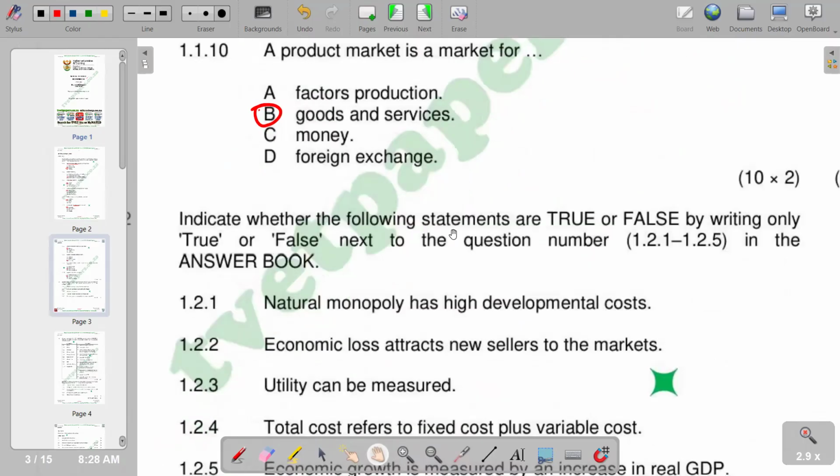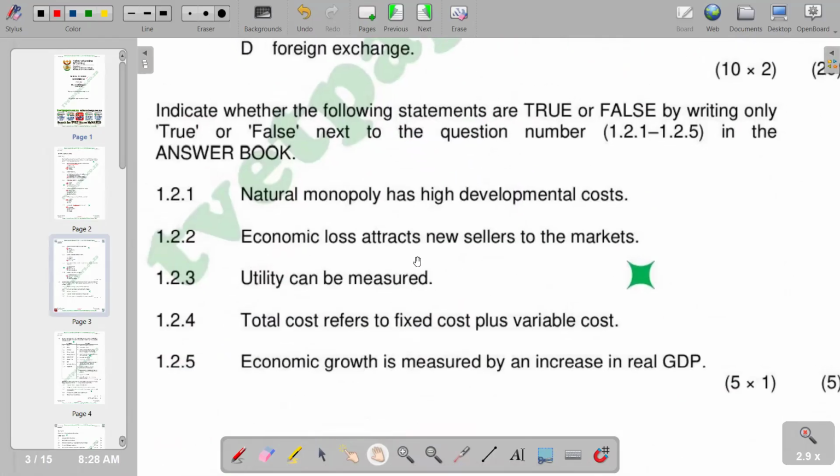So we go to the true or false section. We have the first part saying natural monopoly has high developmental costs, which is true. Then on number 2, economic loss attracts new sellers to the market, which is false.